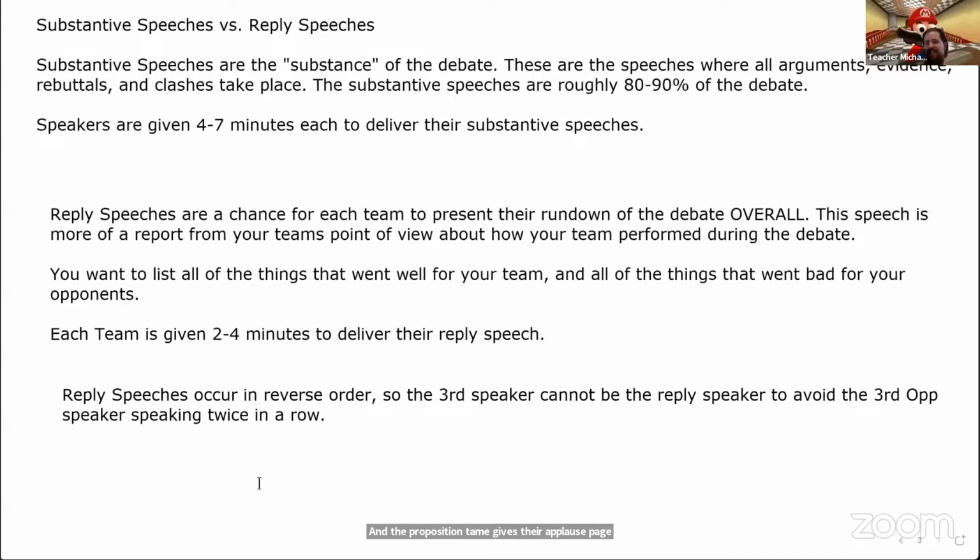That's the reason that the third speakers cannot be the reply speakers, because that would mean that the third opposition speaker would get to speak twice in a row. It would go first proposition, first opposition, second proposition, second opposition, third proposition, third opposition, and then opposition reply speech. So you hear how it goes third opposition, then opposition reply speech. Because of that order, the third speakers are not allowed to be the reply speakers. Again, because we don't want the unfair advantage of any speaker getting to go twice in a row.